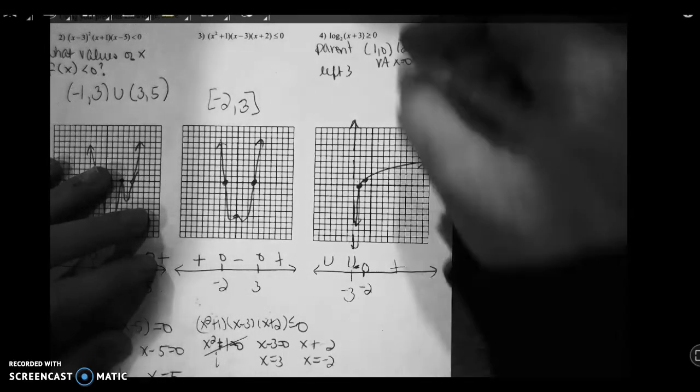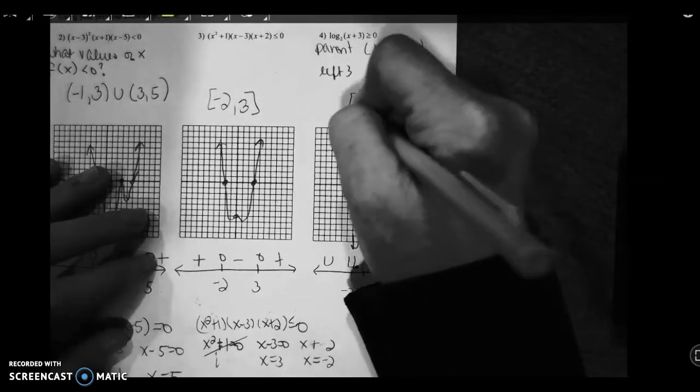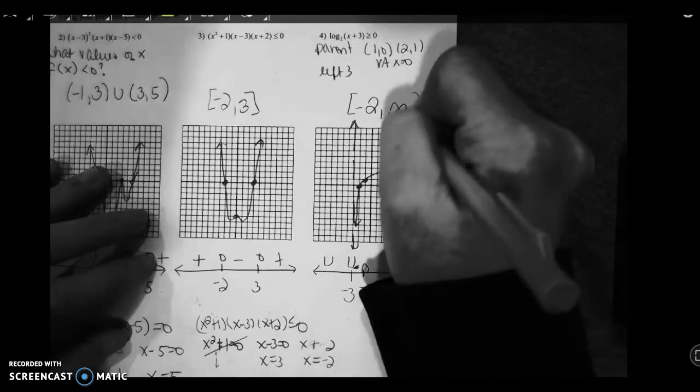So based off that, we can answer our solution set. Where is this function greater than or equal to 0? So it would be from negative 2 included to infinity.